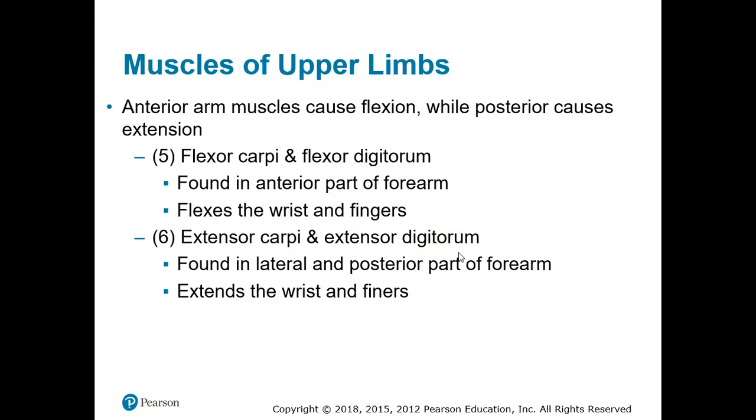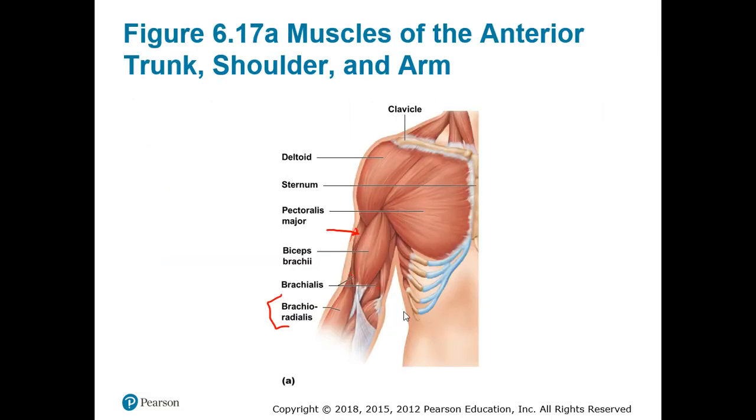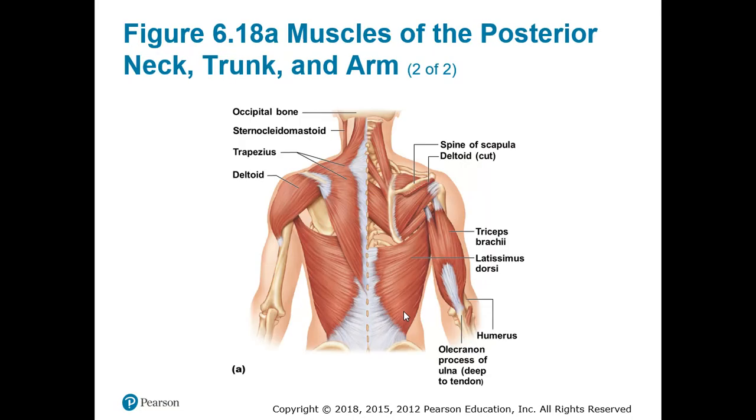The last one is extensor carpi and extensor digitorum. These are going to be found on the lateral and posterior side of your forearm. This is going to, just like the name suggests, extend your wrist and extend your fingers. So it's not necessarily shown in any of these pictures, but whenever you guys label them, again, flexing is going to be on the anterior picture, extending is going to be on the posterior part of your picture on your wrist and lower forearm region.